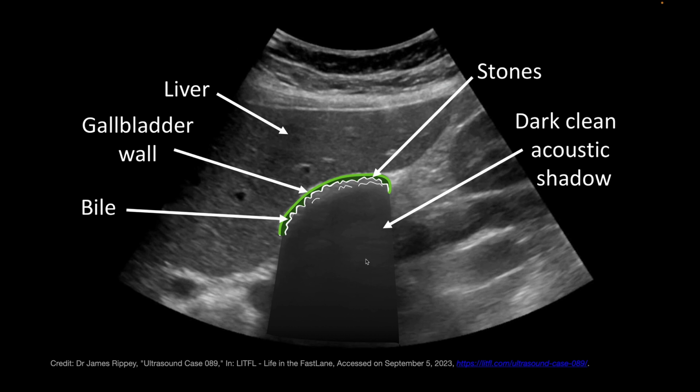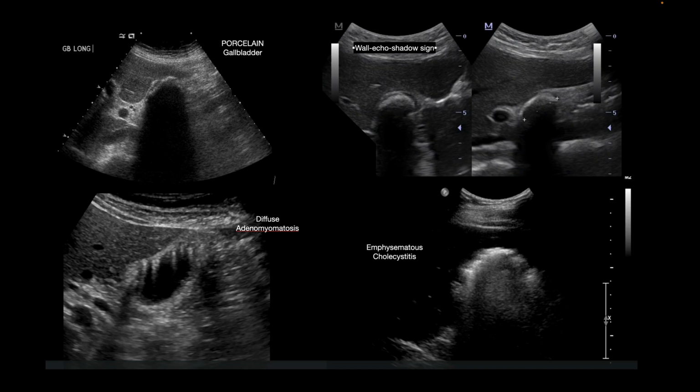So be aware of that, and just be aware that sometimes people don't have gallbladders, and you can spend a bit of time looking for it and then ask the patient, have you had yours removed? Because that's the other trap for young players. A couple of other things can make it really difficult to work out what's going on. We've mentioned the wall echo shadow sign here on the top right of screen.